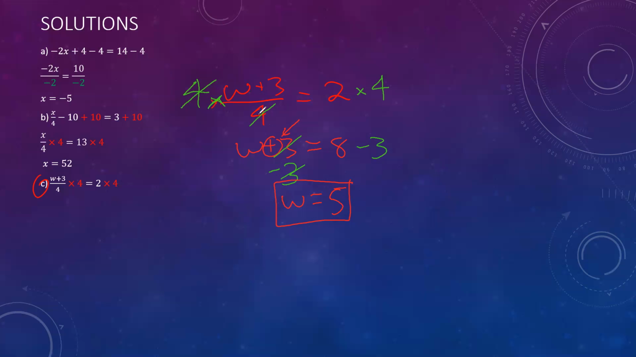So you want to get rid of the 4 first in the denominator because that is furthest away from the w variable that we're solving for. The 3, if you actually look at the 3 there, we're adding a 3 to w. That's actually quite attached to w, whereas the division by 4 is, if we think about it this way, almost further away from our variable w.